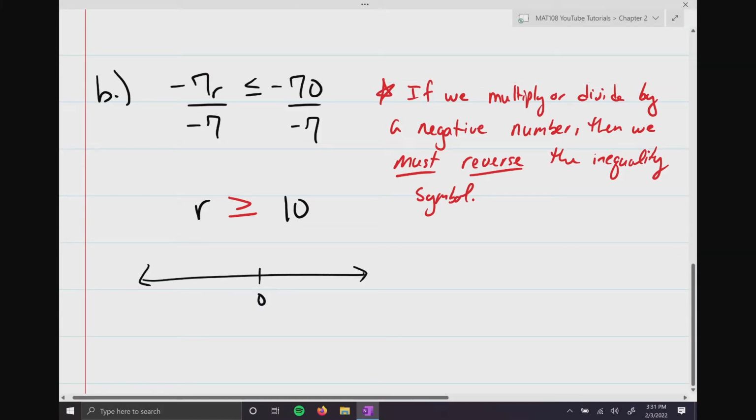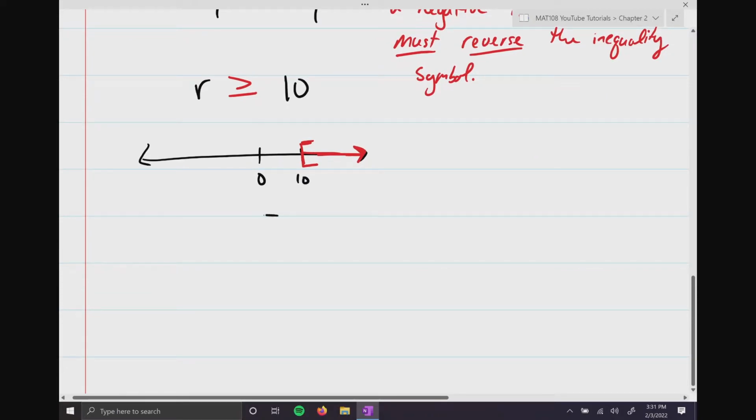Let's go ahead and graph. 10 is going to be on the right-hand side of 0. I'm going to shade to the right. And I'm going to use a bracket because I have less than, or I'm sorry, I have greater than or equal to. And then my interval notation will be bracket 10, comma, infinity. Okay?